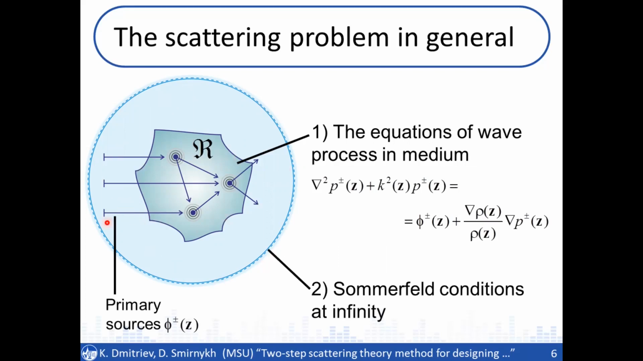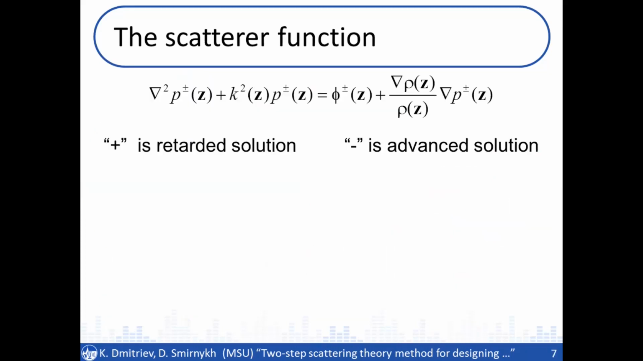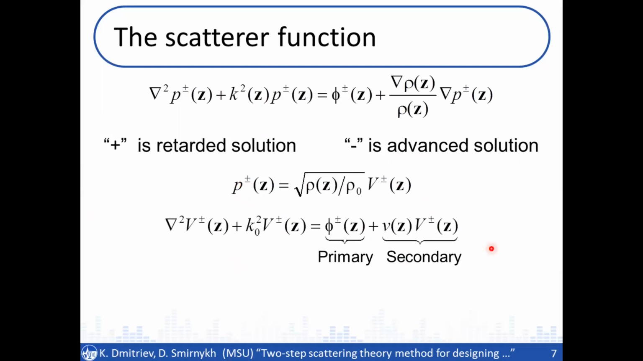The wave field is produced by primary sources phi, and it satisfies the Helmholtz equation and Sommerfeld's conditions at infinity. The Helmholtz equation looks like this. Here P is the acoustic pressure, ρ is the medium's density, K is the wave number, and phi are the field sources. The equation has two solutions denoted by plus and minus signs. They correspond to the retarded and advanced case. With the well-known substitution, this equation can be written in this form.